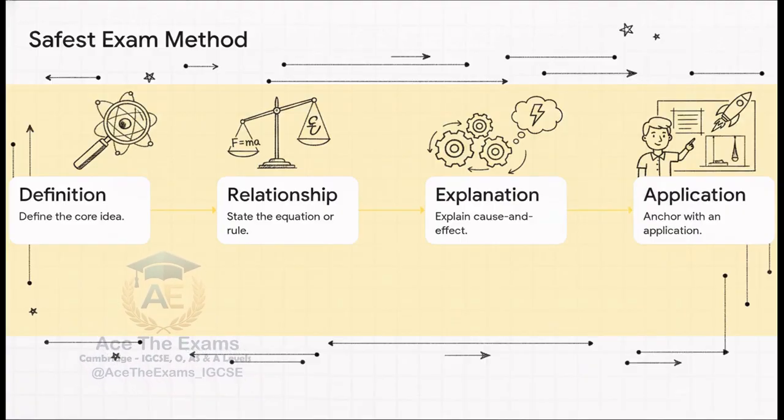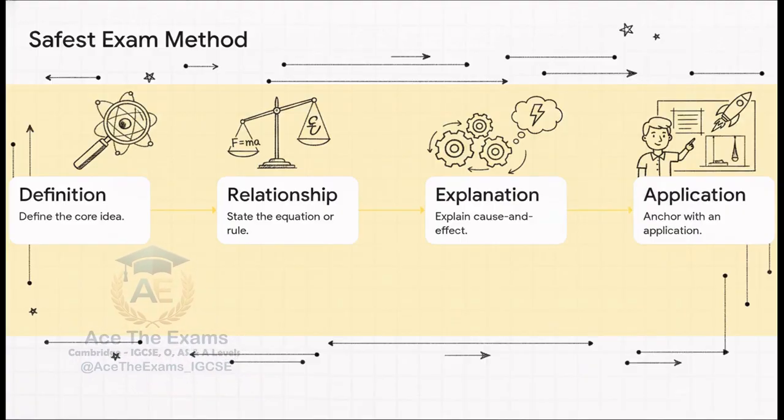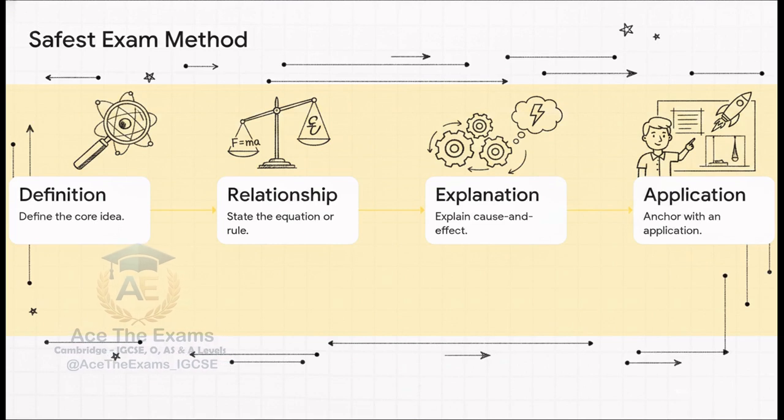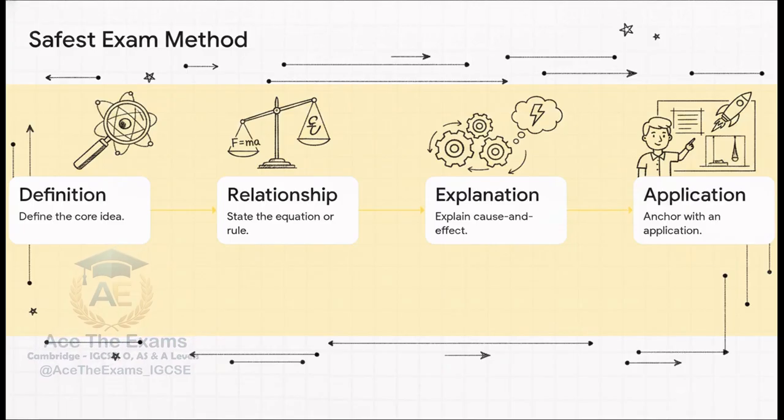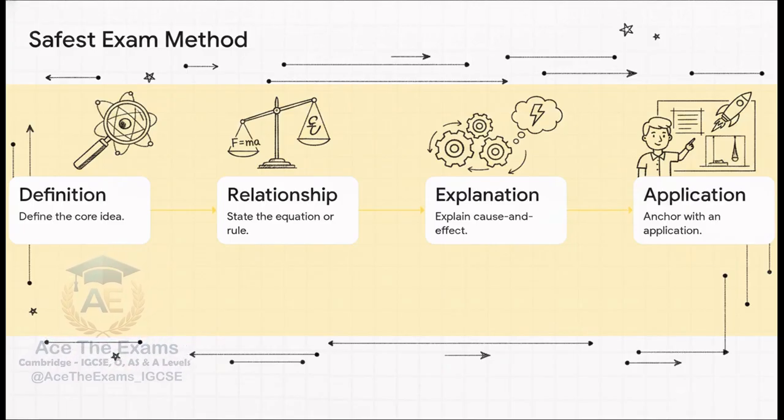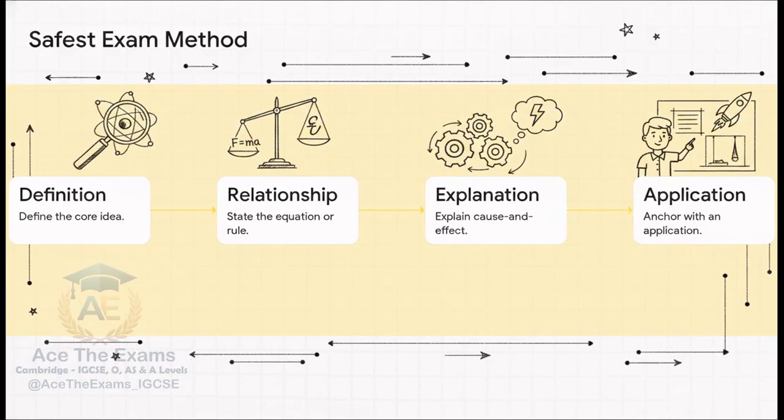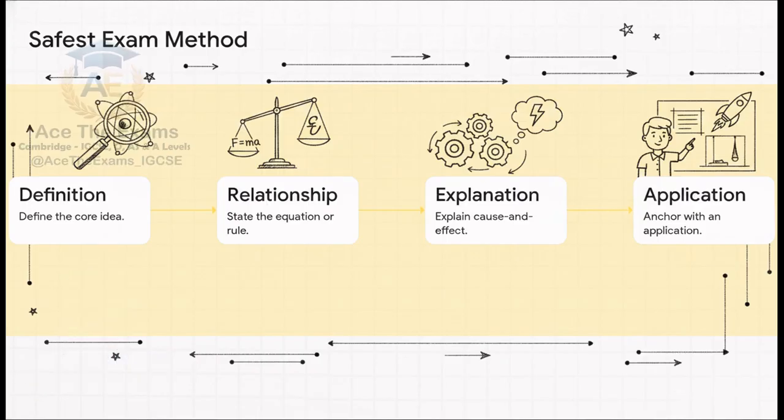When you sit down and look at a blank answer box, default to this exact 4-step structure on screen. Start with the definition to show you know what the core idea is. State the relationship or equation clearly. Write out the explanation using your cause and effect chain, and then anchor it with an application. This is the safest method to construct your exam answers, acting as a foolproof blueprint for structured questions.